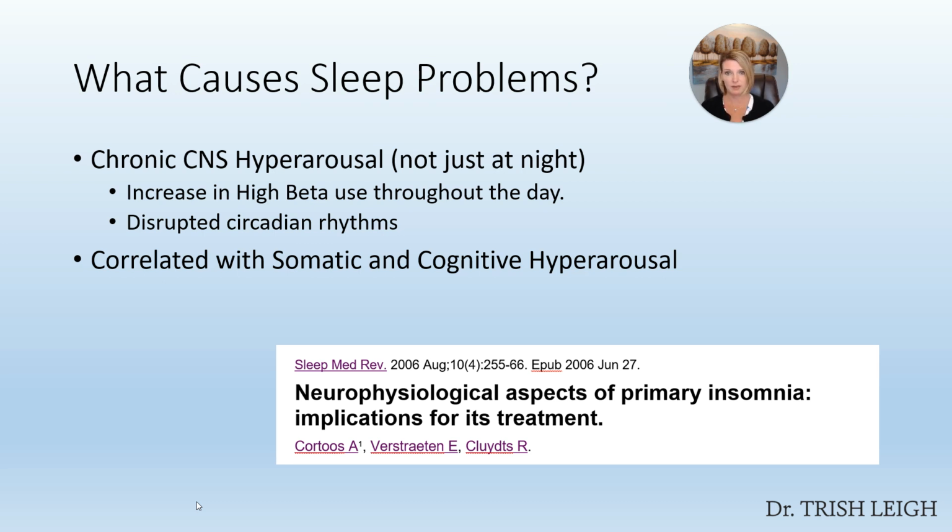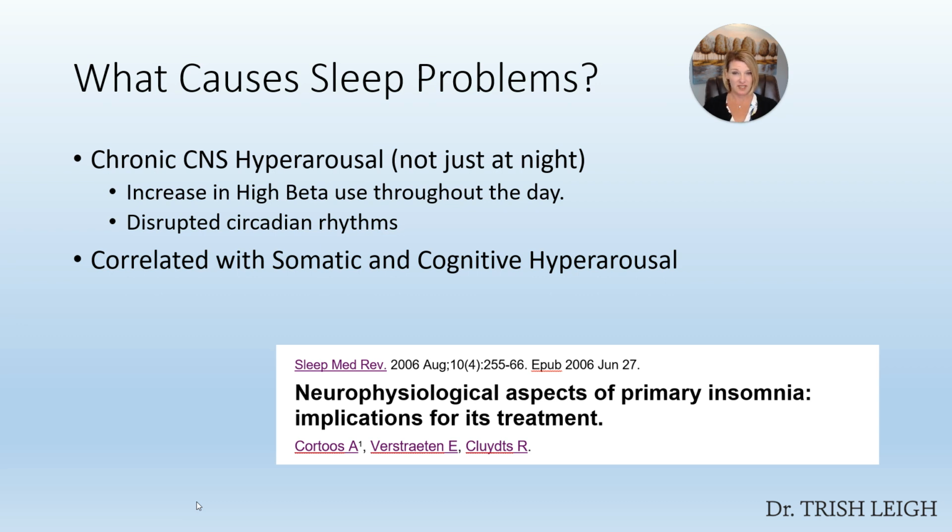And a lot of people with high beta use alcohol as an evening elixir to coax their brain into sleep. And many people who have too much high beta and are in chronic central nervous system hyperarousal have hypervigilance throughout the day. So they're always on the lookout for what needs to be done. But what that does is it creates just that fastness throughout the day, which then impacts the sleep cycle at night. Disrupted circadian rhythms. So that's correlated with somatic and cognitive hyperarousal too.